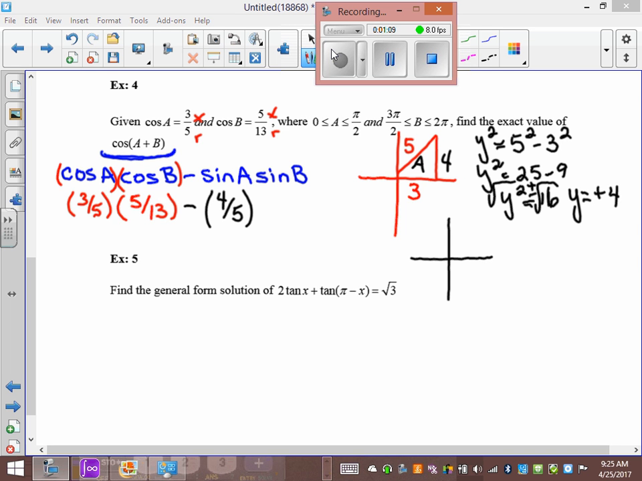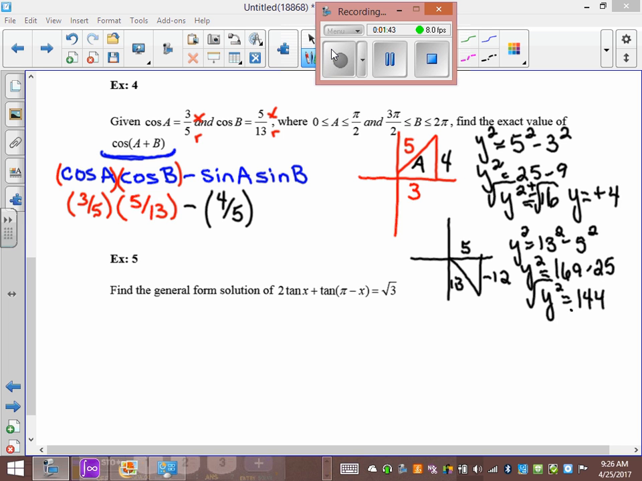I think the side length in B is going to be 12. Just guessing. I'm not smart. Between 3 pi and 2 pi, so it's going to be negative 12. 5, 13. Because you're going to go y squared equals 13 squared minus 5 squared. Y squared equals 169 minus 25. Y squared equals 144, plus or minus, and in this case it's negative.